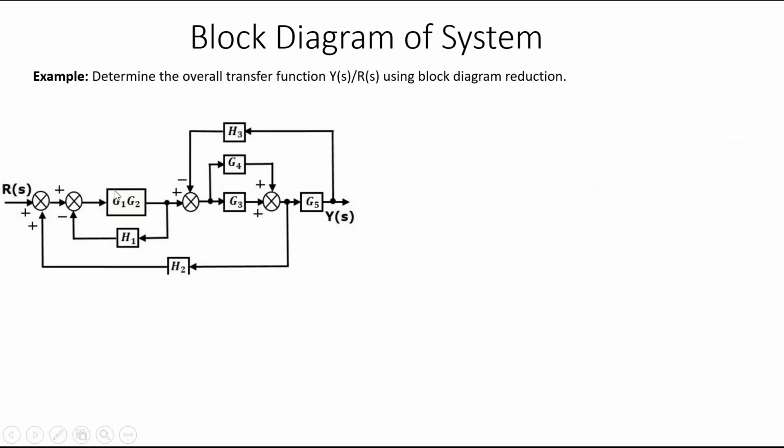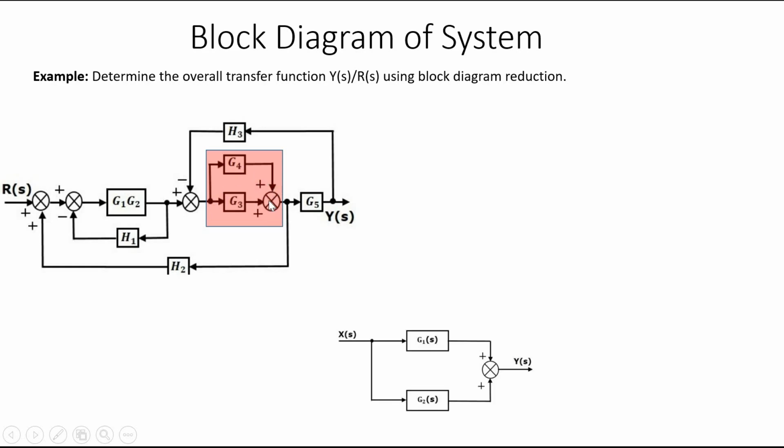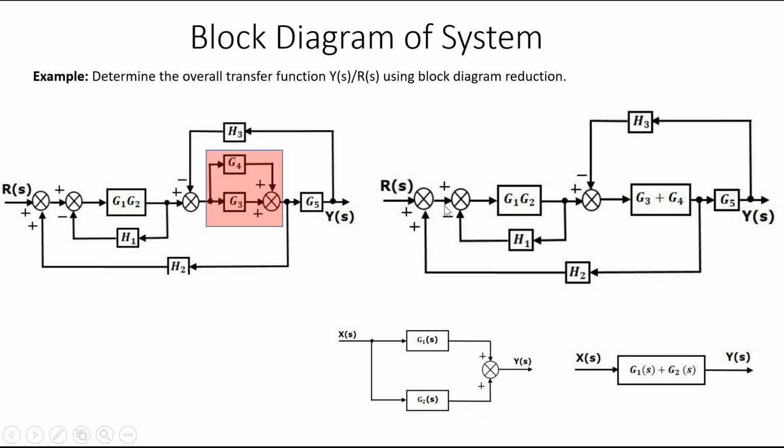Next we can take this one. Here, G3 and G4, with this input and this at a summing point, form a parallel connection. So we can reduce it into a single block. We can replace this whole thing by one block whose value is G1(s) plus G2(s). Here the value is G3 plus G4, so we can reduce it into a single block. All the others will remain the same; only this will change. This becomes G3 plus G4 according to this equation.